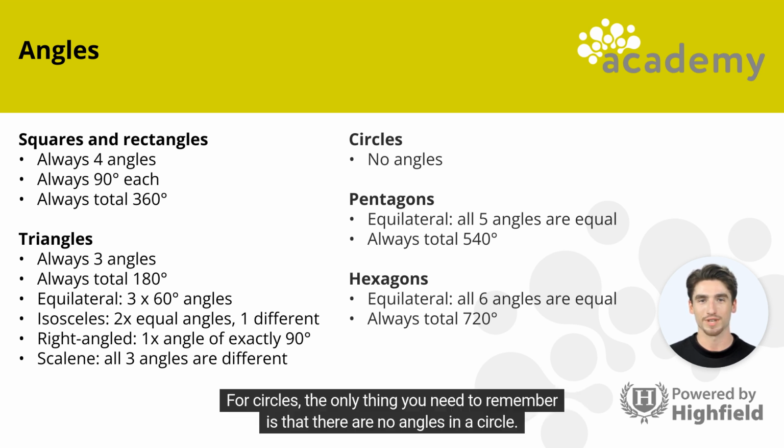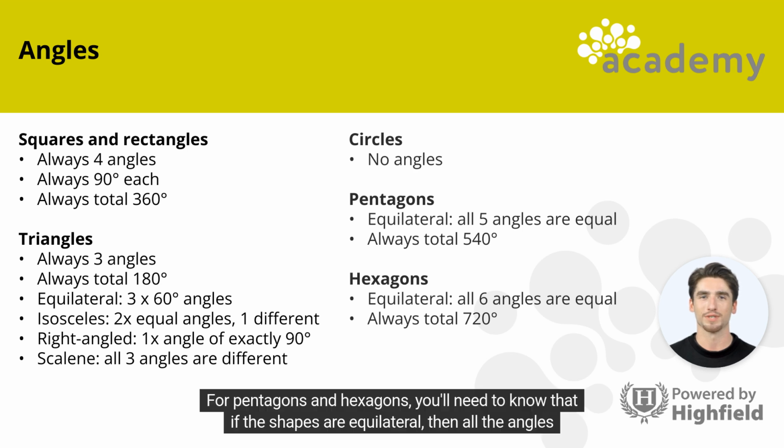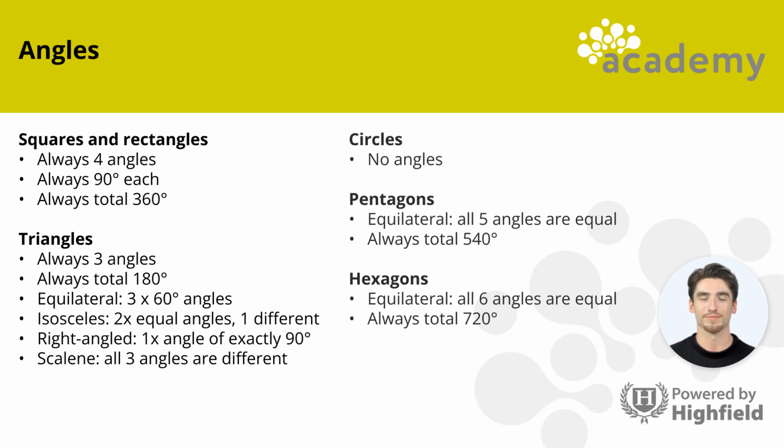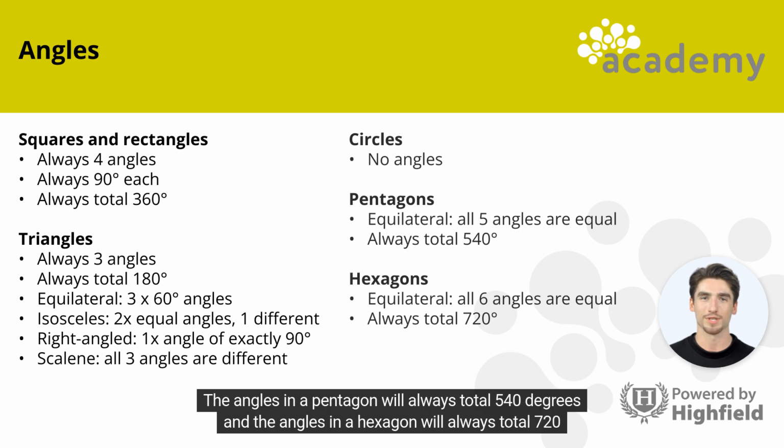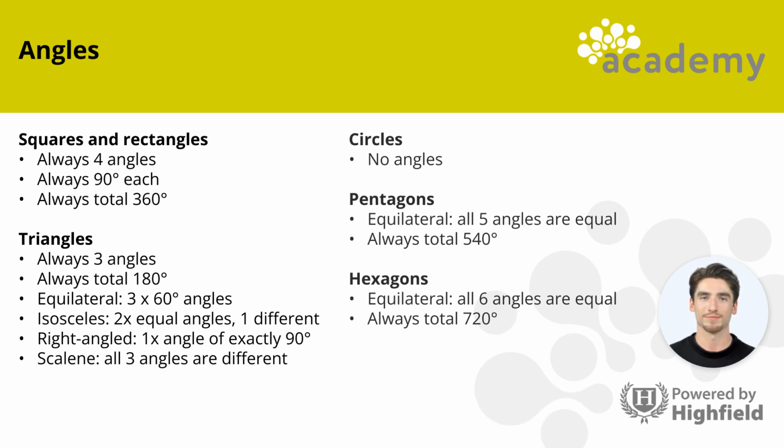For circles, the only thing you need to remember is that there are no angles in a circle. For pentagons and hexagons, you'll need to know that if the shapes are equilateral, then all the angles will be equal to each other. The angles in a pentagon will always total 540 degrees, and the angles in a hexagon will always total 720 degrees.